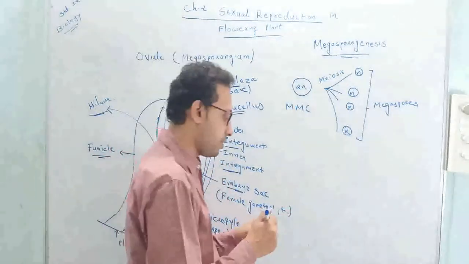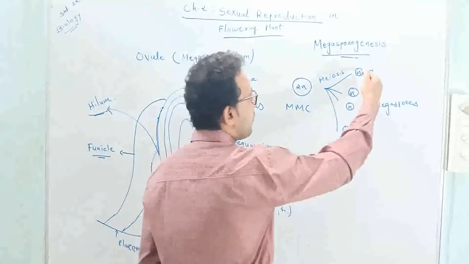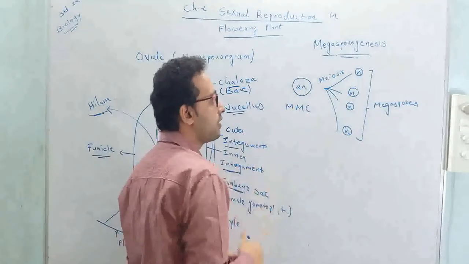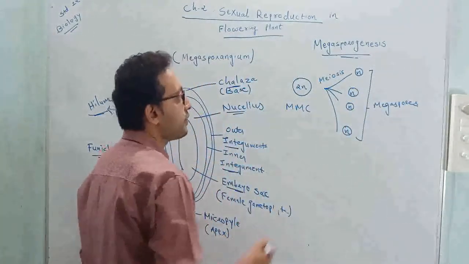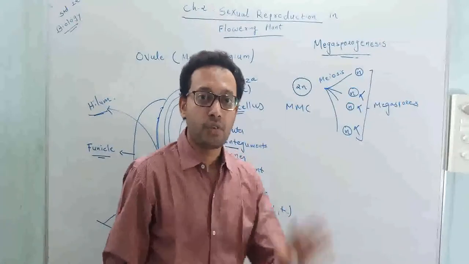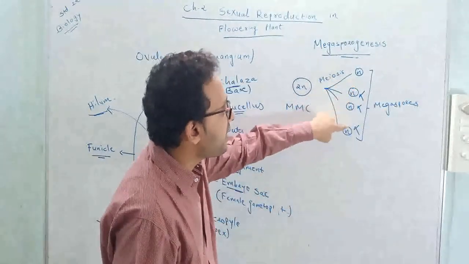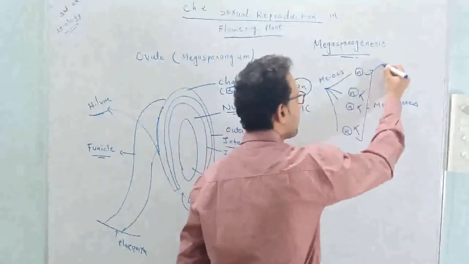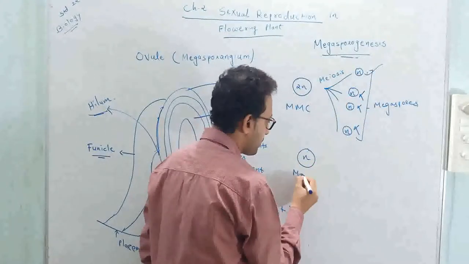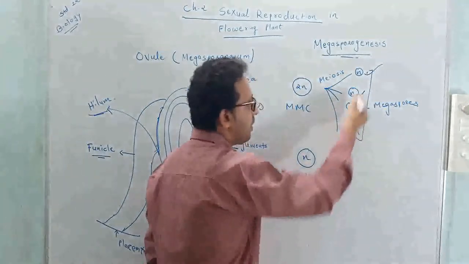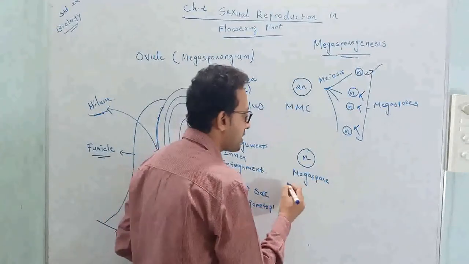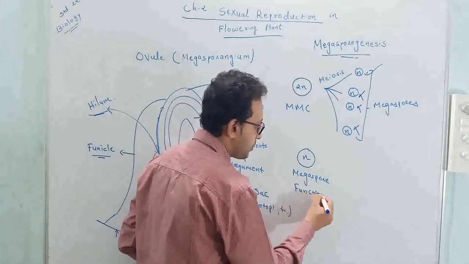Now how does the further process occur? You know that 4 haploid megaspores are produced from one diploid megaspore mother cell. From these 4, 3 will degenerate, that means they get destroyed. From 4, how many get degenerated? 3 get degenerated. Only 1 is left. So I keep it over here. This is a megaspore. After the others are destroyed, whichever megaspore is left, because all are equal, is called the functional megaspore.